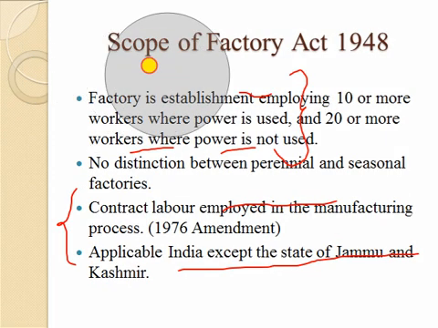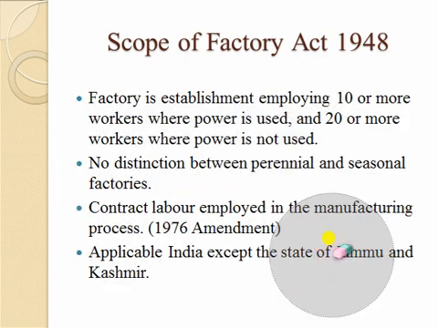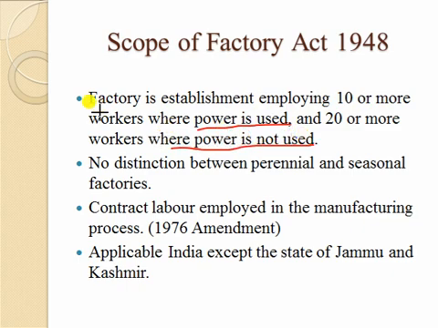So let us start understanding what is the scope of Factory Act. As I mentioned earlier, it's 1948. So the first thing to understand, in layman's language, we may call each and every industry a factory. Wherever we see manufacturing, we may call that particular area or that particular industry a factory. But as per Factory Act 1948, there is a typical definition of factory. And what is that definition? That definition is: a factory is an establishment employing 10 or more workers where power is used. So use of power is important, and 20 or more workers where power is not used. So this is the typical definition.